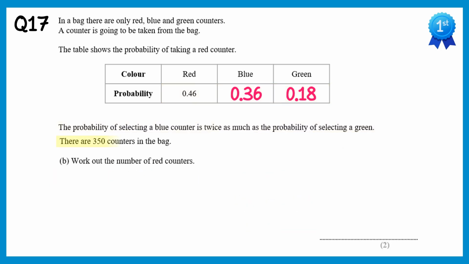For the next part of this question, we're told there are 350 counters in the bag, and we need to work out the number of red counters. To do this, all you need to do is take the number of counters in total, which is 350, and times it by the probability of a red, which is 0.46. Use your calculator for this and you'll get the answer 161.